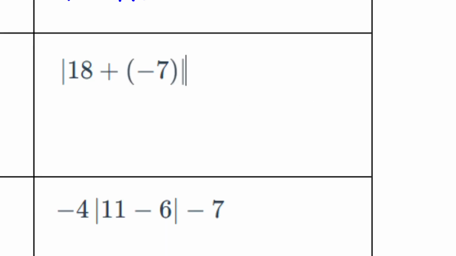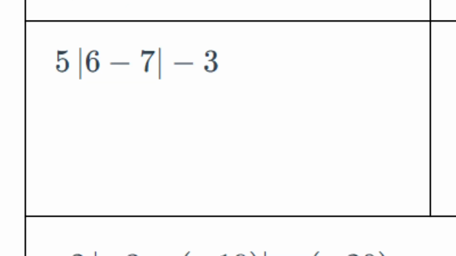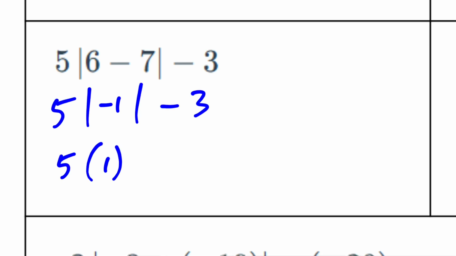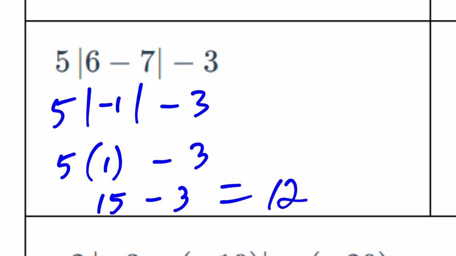Inside the brackets, I have 18 minus 7, which is 11, and the absolute value of 11 is just 11, because it's distance from 0, so it always comes out positive. 6 minus 7 is negative 1. If I take the absolute value of that, it's just 1. So I do 5 times 1 minus 3, or 15 minus 3, which is 12.